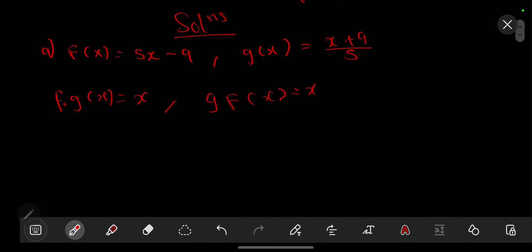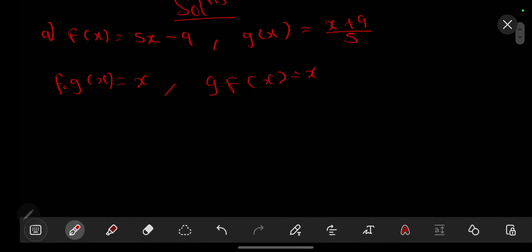So we are going to say what is f of g. We know that our f of x is equal to 5x minus 9, so f of g of x should be equal to the function of f, which is 5, and where there is x, we can put g of x. That's the meaning. Like this, we put g of x, then we have minus 9. So we are going to substitute.